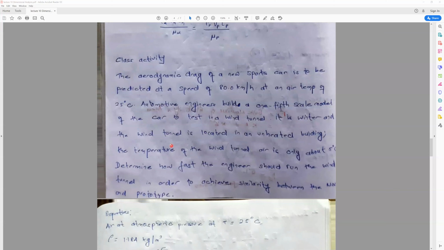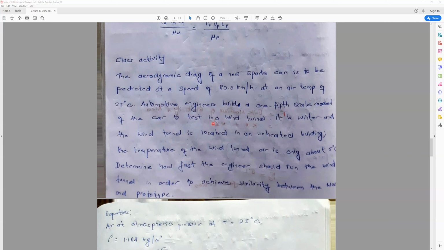A wind tunnel is a simple device where wind is blown from one end of the tunnel. In between, you place your model and then do the experiment. Here, the setup is that the air temperature is only 5 degrees centigrade, and the length ratio is a 1/5 scale model, meaning it is just 1/5 of the actual car.